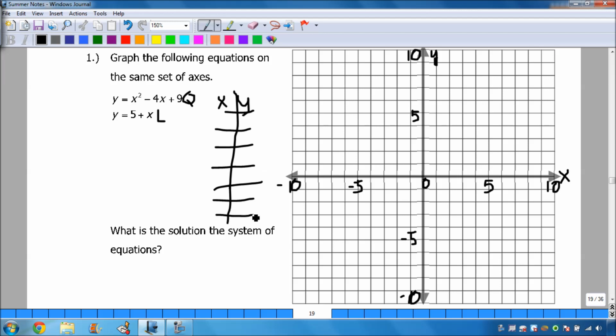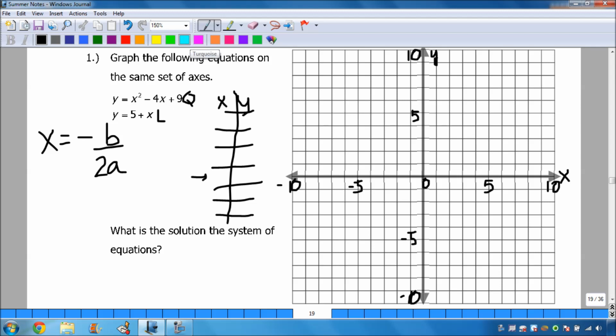And don't forget that the middle value is always going to be your axis of symmetry. Hopefully you remember the formula to find the axis of symmetry. It's x equals negative b over 2a, okay? And don't forget that the a value here is 1, the b value is negative 4, and the c value right here is 9.